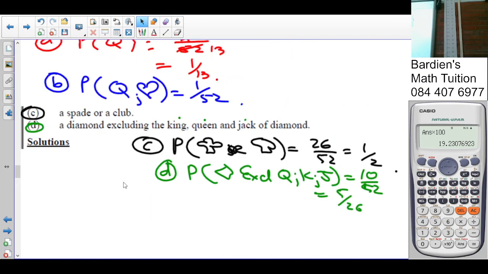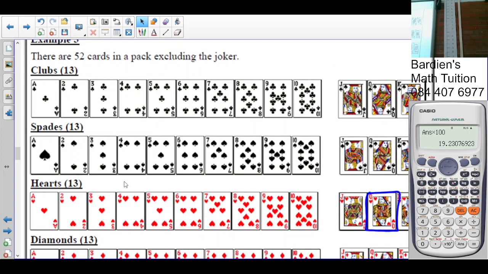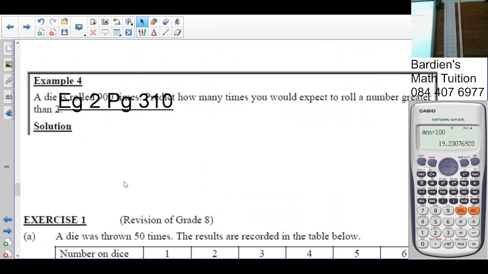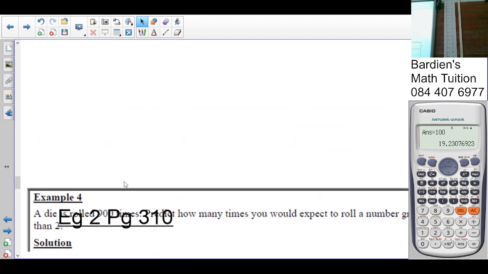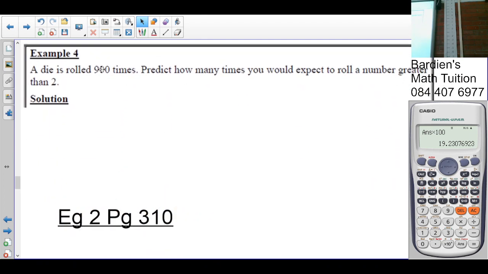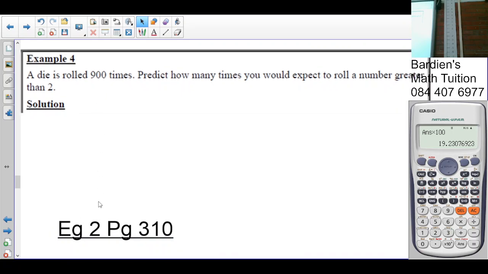The example, where's example 3? Well, this is example 3. Right. So now we do example 4. Okay, so example 4, we are told that a die, young people, a die is rolled 900 times. Something wrong with this person, eh? You could rather do some algebra or geometry. But okay, a die is rolled 900 times. Predict how many times you would expect to roll a number greater than 2.